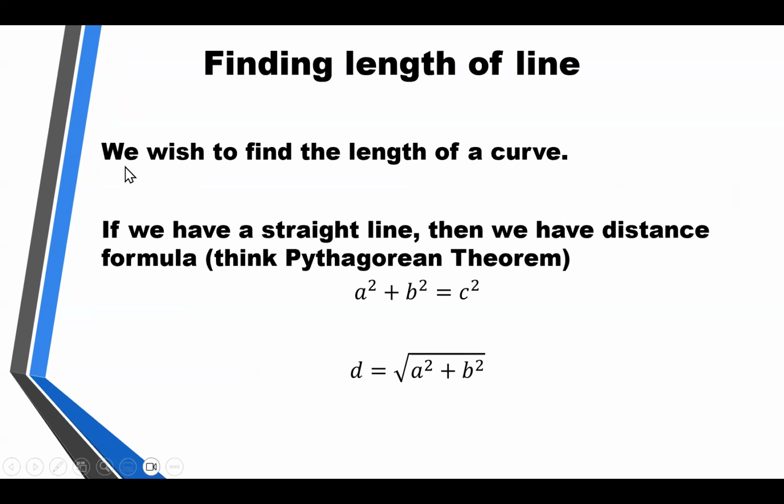Eventually, we're going to use the idea of finding the length of a straight line to approximate finding the length of a curve. So if I think about a straight line, we have a distance formula here: the distance is equal to the square root of a squared plus b squared. That comes from the Pythagorean theorem. As you go from one point to another point, we have change in y and change in x as our a and b. And then c is the length of that line.